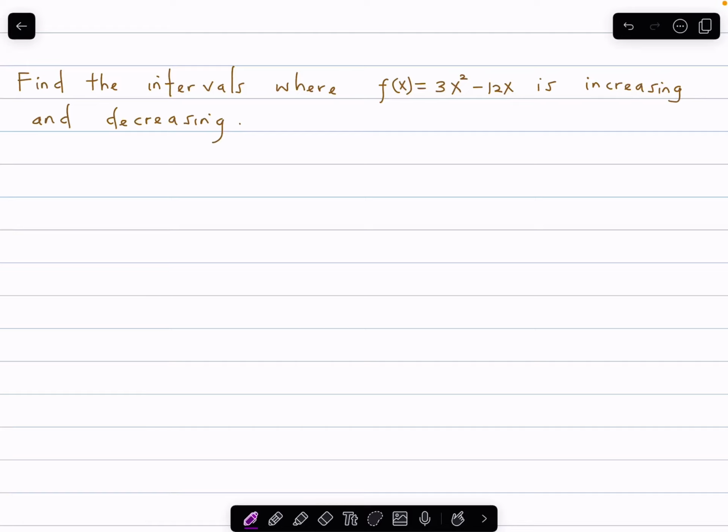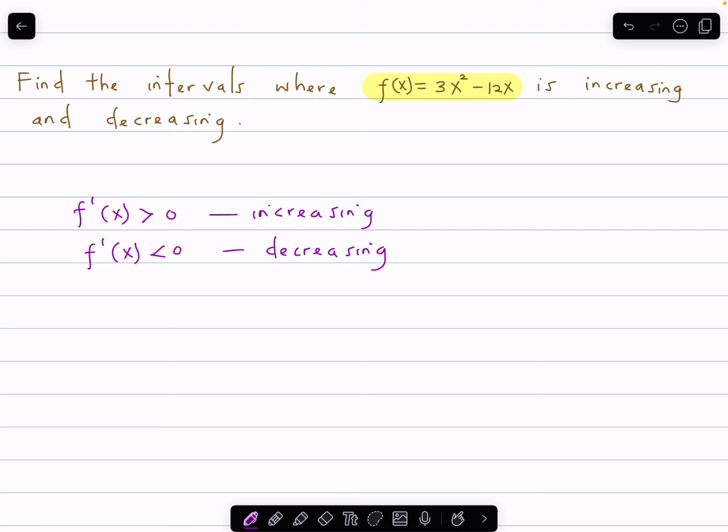Hello friends, let's find the interval where the function f of x equals 3x squared minus 12x is increasing and decreasing. So recall that a function is increasing on an interval if for each x in that interval f prime of x is greater than 0. For each x in that interval, so I'm going to put increasing, and if for each x in that interval f prime of x is less than 0, then the function f of x is decreasing on that interval.